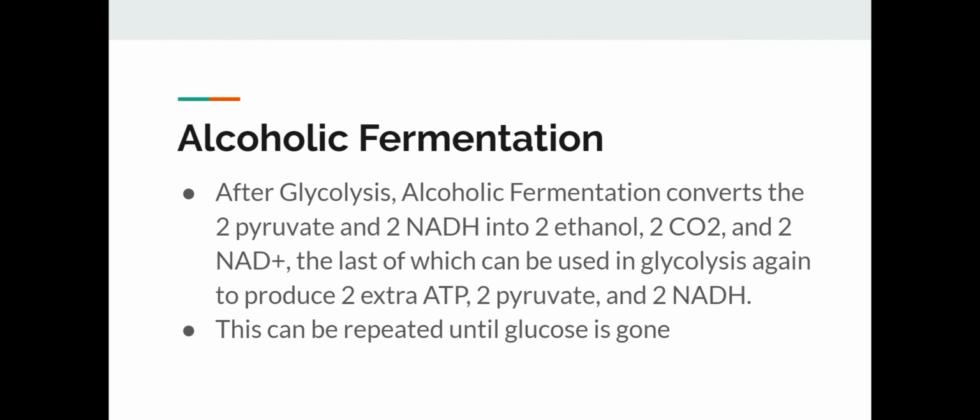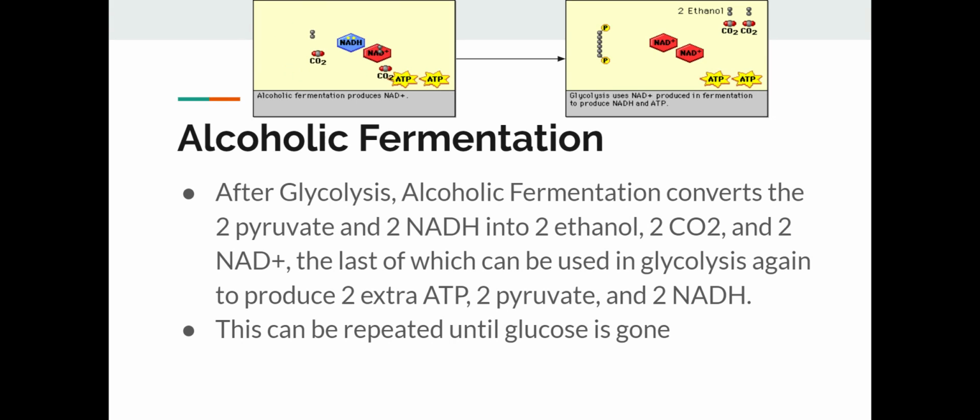Alcoholic fermentation converts the 2-pyruvate and 2-NADH into 2-ethanol, 2-CO2, and 2-NAD+, the last of which can be used in glycolysis again, just like lactic acid fermentation, to produce 2 extra ATP, 2-pyruvate, and 2-NADH. This can also be repeated until glucose is gone. You can see the 2-NAD+, 2-ethanol, 2 carbon dioxide, and then 2-NAD+ being used in glycolysis again to create 2 more ATP.